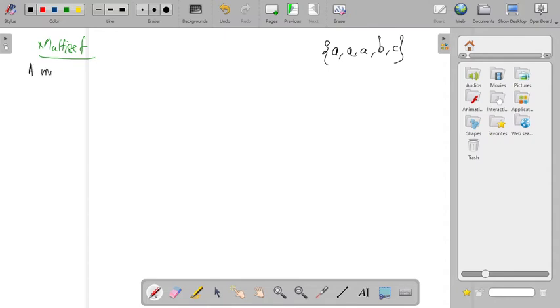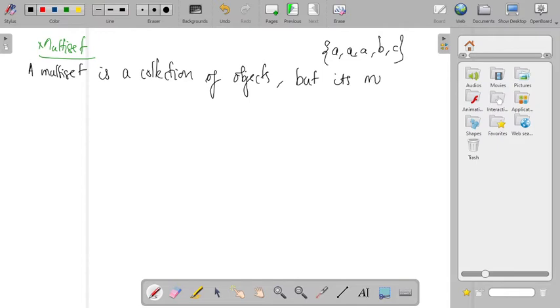So a multi-set is a collection of objects but its members need not be distinct.